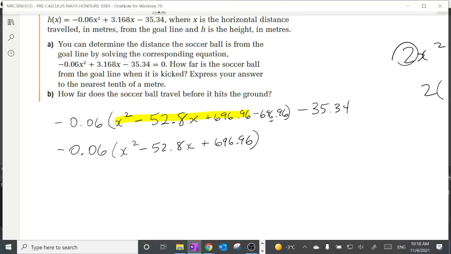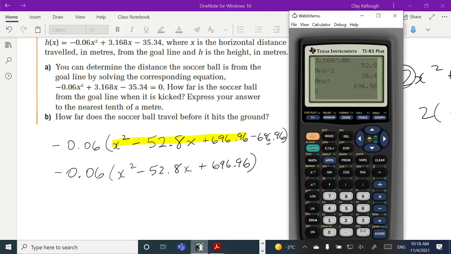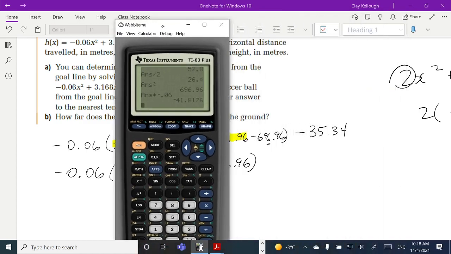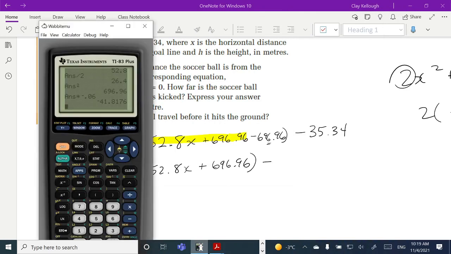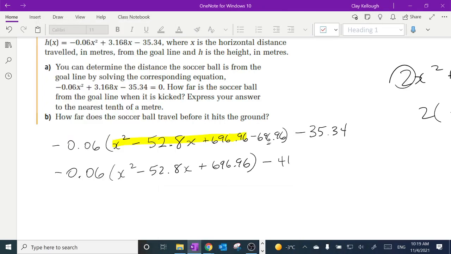Now luckily, I still have that number on my calculator. So I'm timesing it by negative 0.06. So it's actually negative 41.8176. Yes. Oh, you're right. It should be positive. It was a negative times a negative. Thank you. There you go. Look at that.